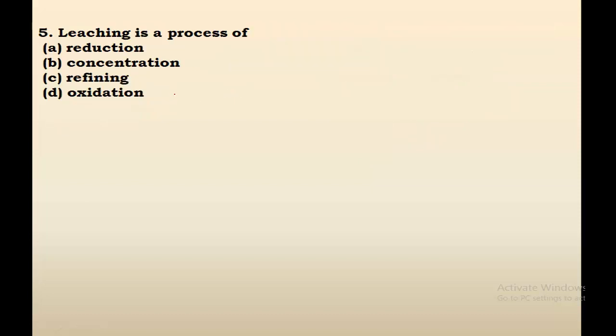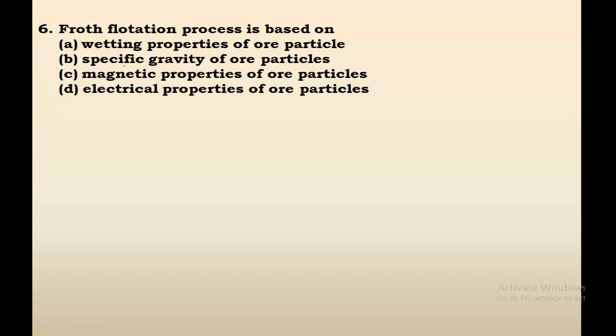Then fifth one, leaching is a process of reduction, concentration, refining, oxidation. Leaching is one of the chemical methods used to remove the impurities present in the ore, and that is known as concentration of ore. So leaching is a process of concentrating the ore by using a suitable reagent. Option B.